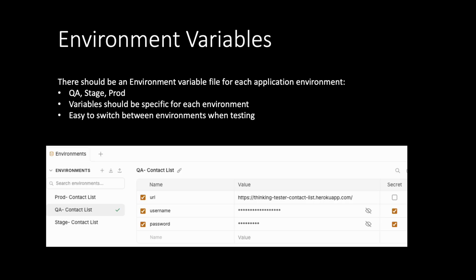Then there should be an environment variable file for each application environment, such as QA, stage, or production. The variables should be specific for each environment. This makes it easy to switch between environments when testing.